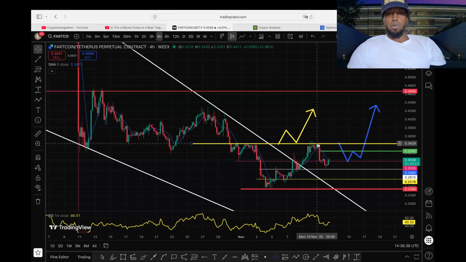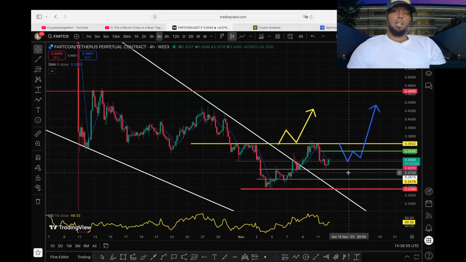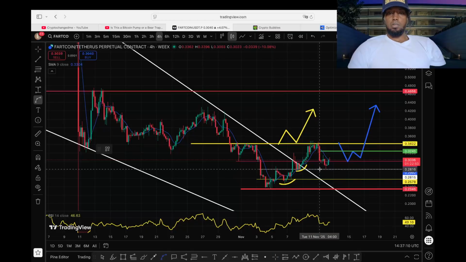When I made the video, Fartcoin was here. It was struggling to break 34 cents. And I said it's going to come down. But I got it wrong. I said it was going to come down to 30 cents and do a higher low. But what it's done is it came down to 29 cents. As you can see, 29 cents. But it's still a higher low because if we count this a higher low, we count this a higher low, we're going to have to count this as a higher low too.